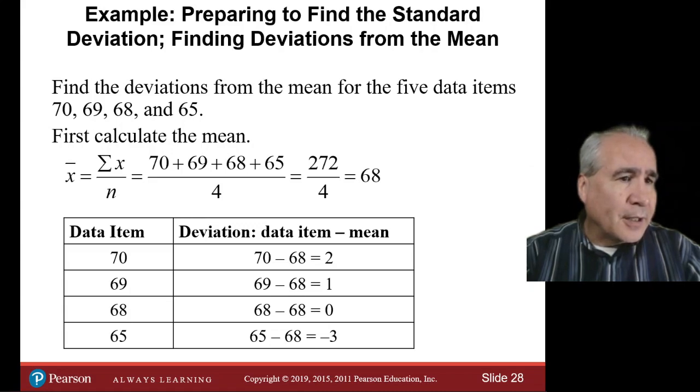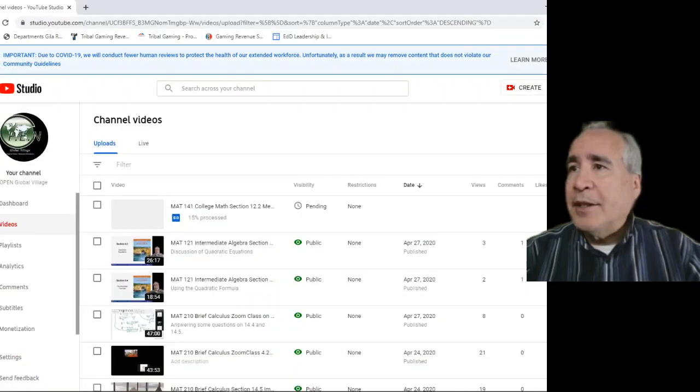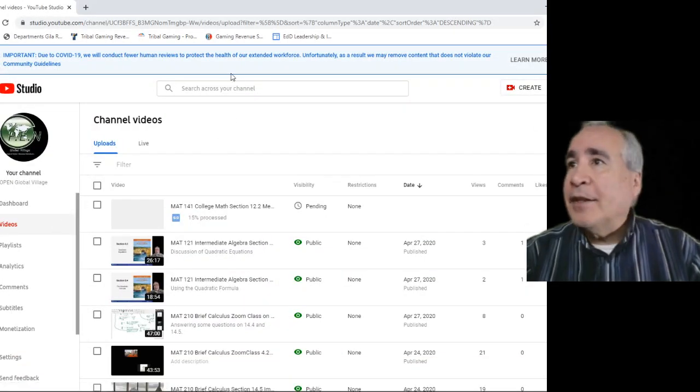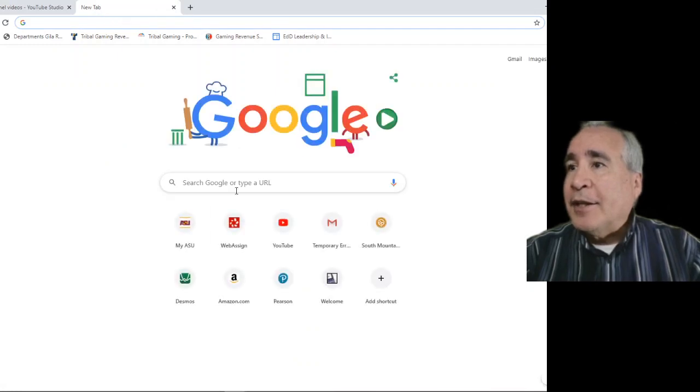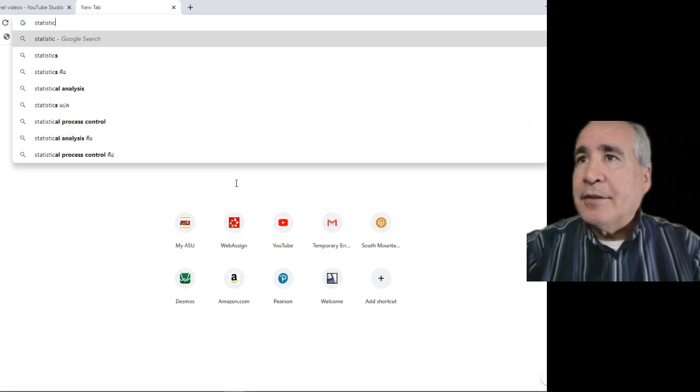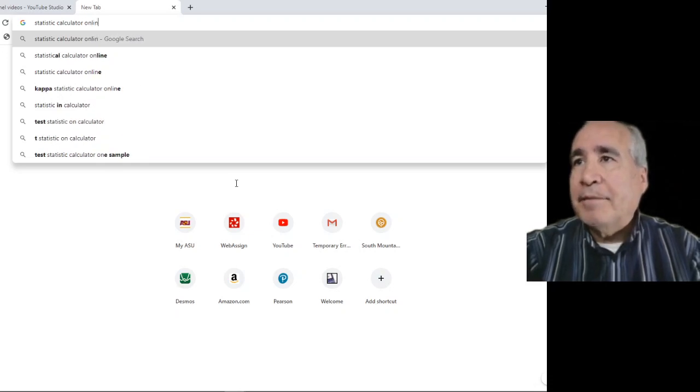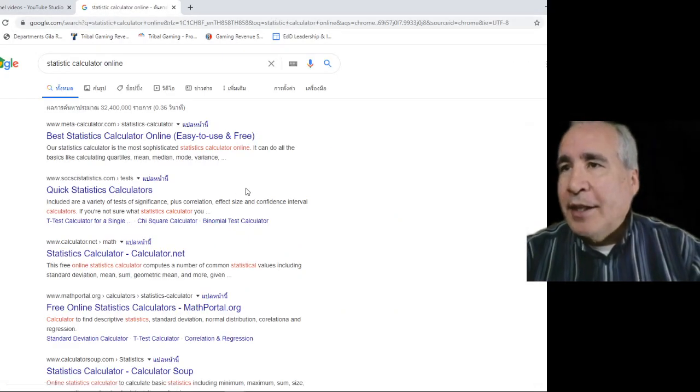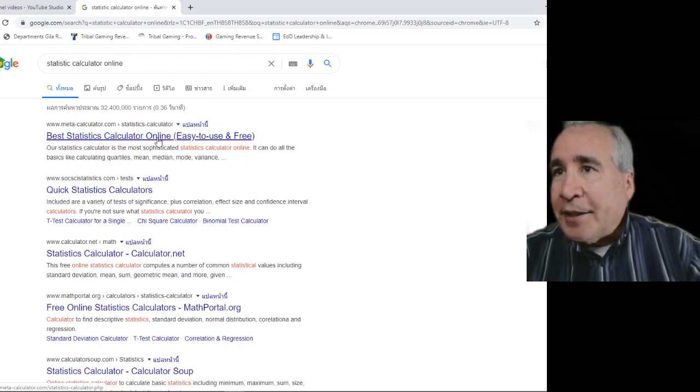Where are we? Let's go here. We've got things uploading. You can see that part. That's fine. Let's go here. We're just going to type in statistic calculator online. Why not? It's nice that they give you these suggestions. So here's the best one. I think I've used this one before. There's also this one, quick statistics calculator. There's a bunch of them in here.